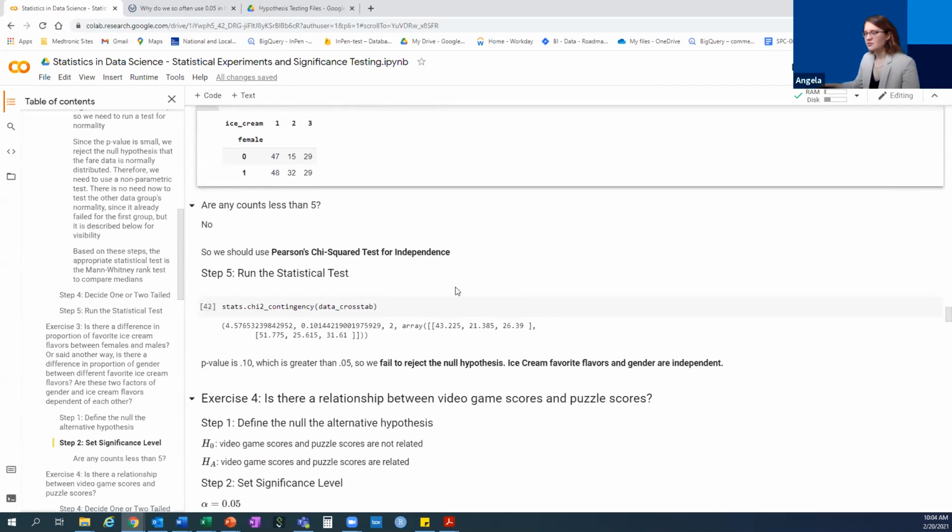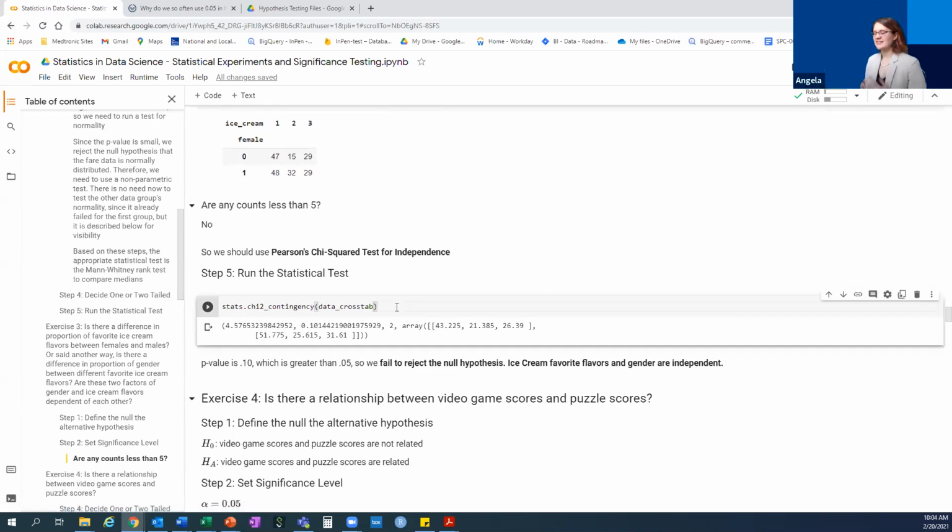All right, and step 5 is to run our statistical test. The nice thing about a chi-square test for independence is all you have to do is pass in your contingency table, and it will basically compare all of the proportions and decide if there's a dependency. The way that this data prints out, the second value here is the p-value. So it's 0.1, greater than 0.05. So we failed to reject the null hypothesis. Ice cream favorite flavors and gender are independent. There's no relationship.